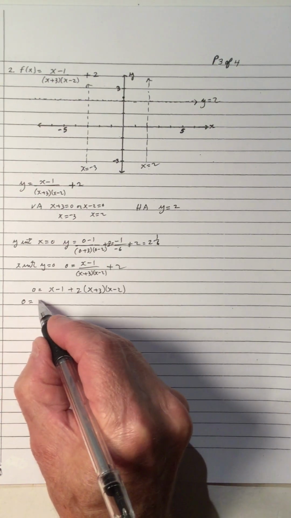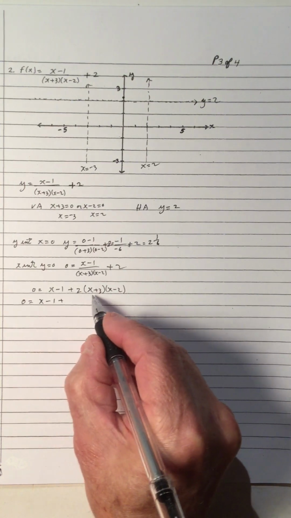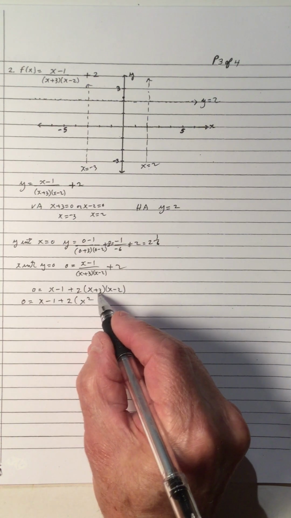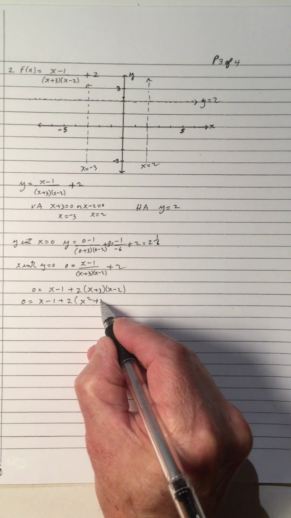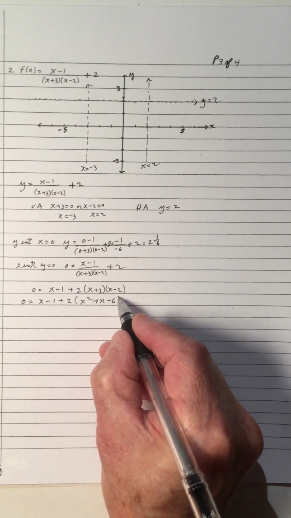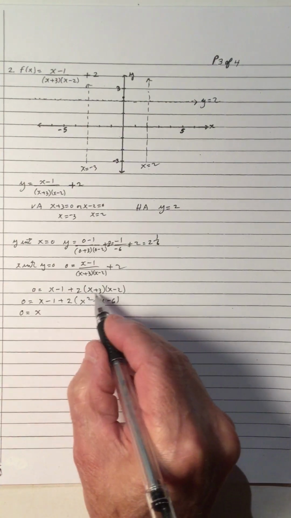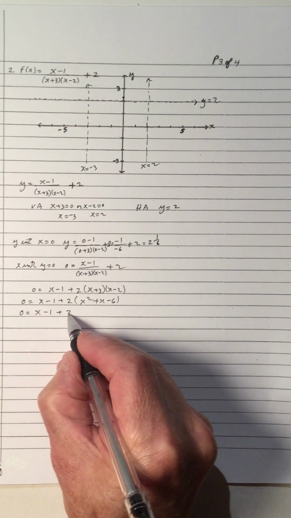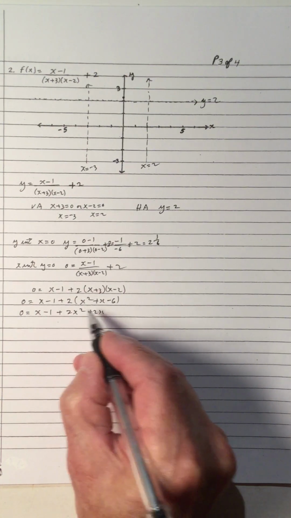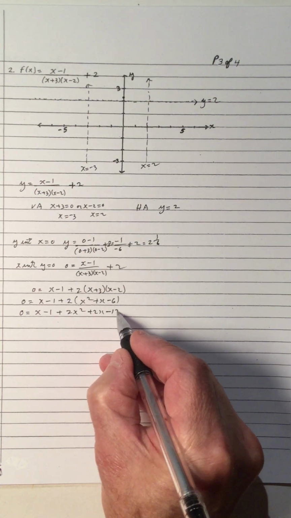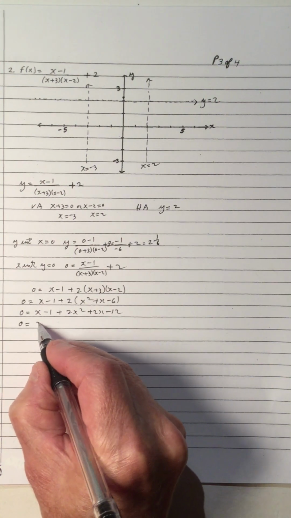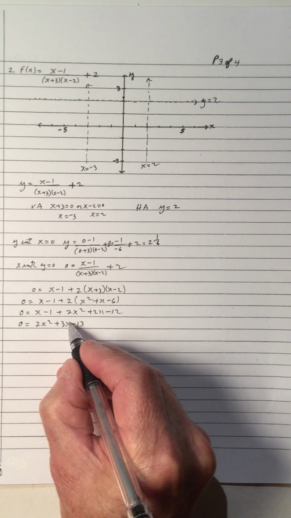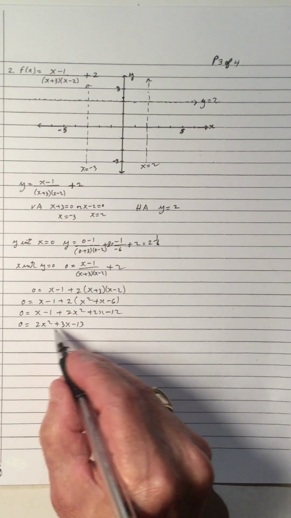So 0 equals x minus 1. So that's FOIL on this: x squared, outside negative 2x, inside plus 3, so that's a plus x, and last is negative 6. I did the two brackets first, now I'm going to do the monomial, finish off the multiplication, so 2 times this trinomial will give me that, and when I simplify, I got 2x squared plus 3x minus 13.